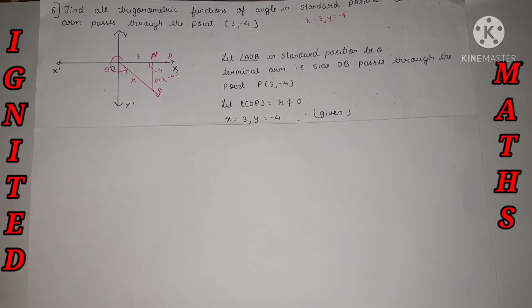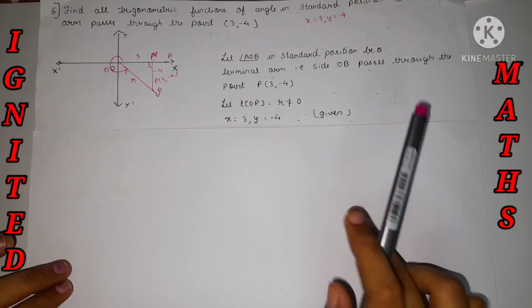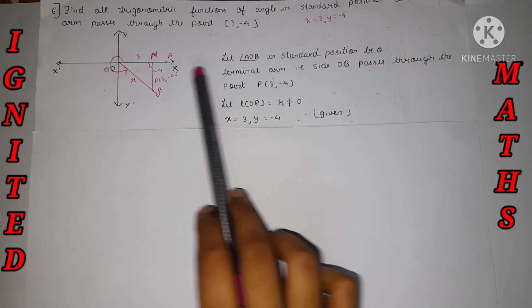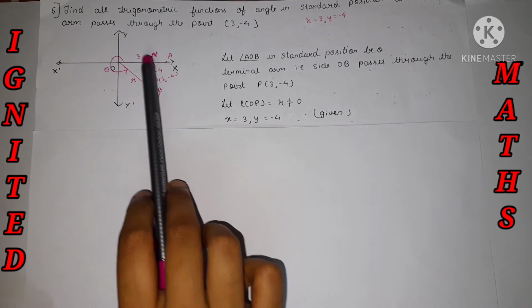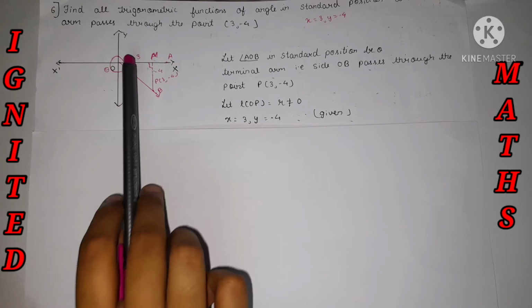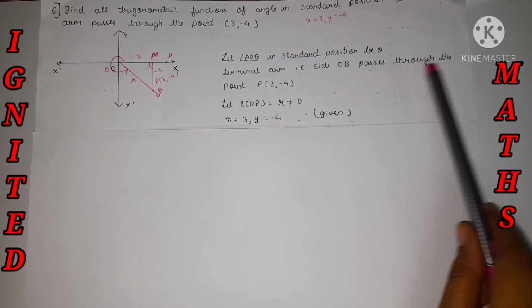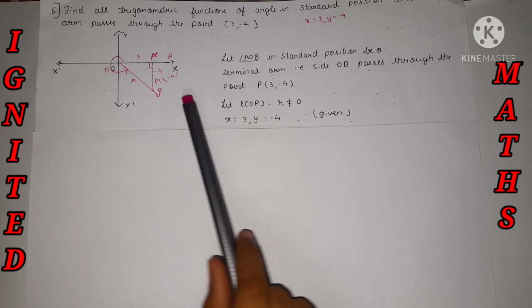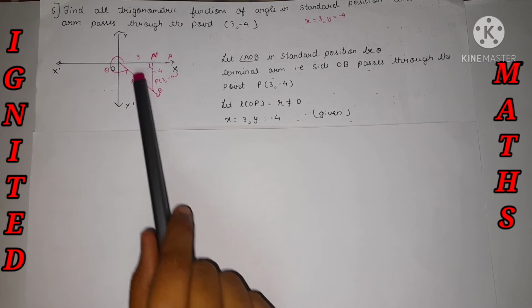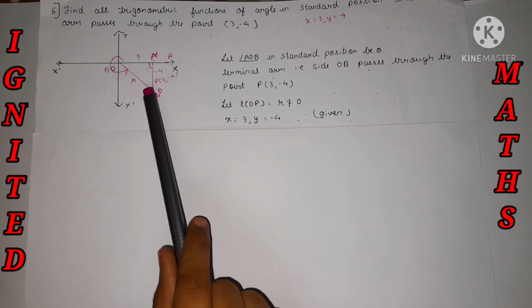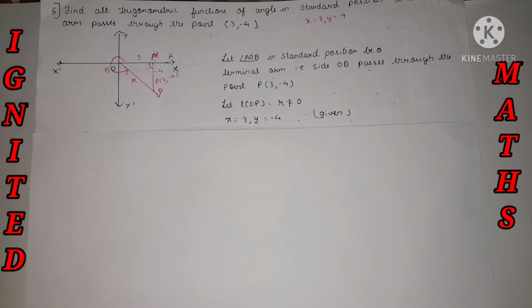The construction part is completed. Now let's start the solution. That is, the measure of angle AOB is the standard position of theta. That is AOB. It comes over here, so it will be the standard position of theta. And the terminal arm, that is the side OB, passes through the point P (3, -4).